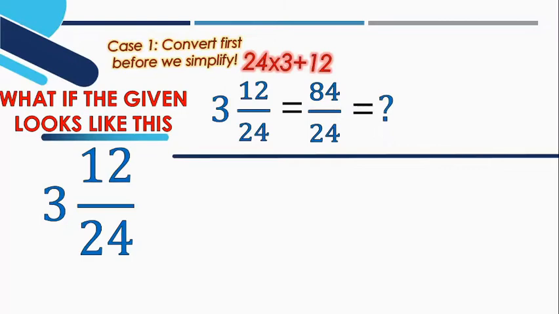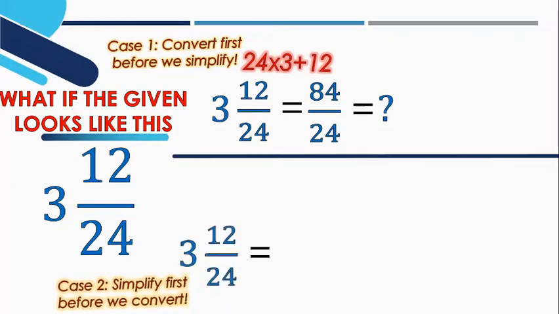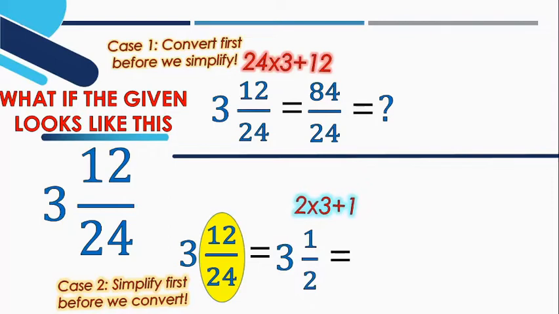Later, let's find out. Case number 2, simplify first before we convert. I have 3 and 12 over 24. Again, I just have to look at the fraction part, which is 12 over 24. As you can see, both of them are divisible by 12. 12 by 12 is 1, and 24 by 12 is 2. Therefore, 3 and 12 over 24 is equal to 3 and 1/2. Now, I can convert it to an improper fraction. Following the clockwise solution, that is 2 times 3 plus 1. Therefore, it's 7 over 2.